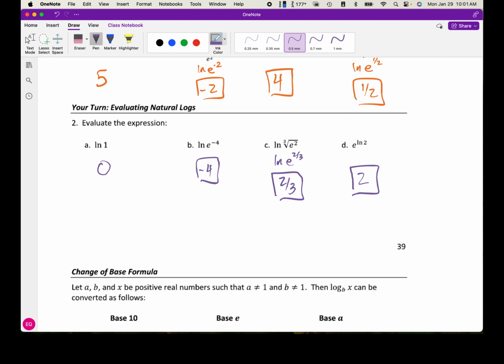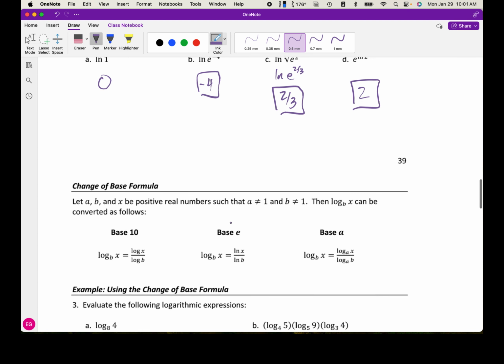So being familiar with those properties makes life really easy for you to evaluate these ones. Otherwise, you would have to turn the first 3 into exponential form, set them all equal to x, and solve for what x would need to equal. And for part D, you would have to actually put that into log form, which would be a little confusing because there's already a log in it.